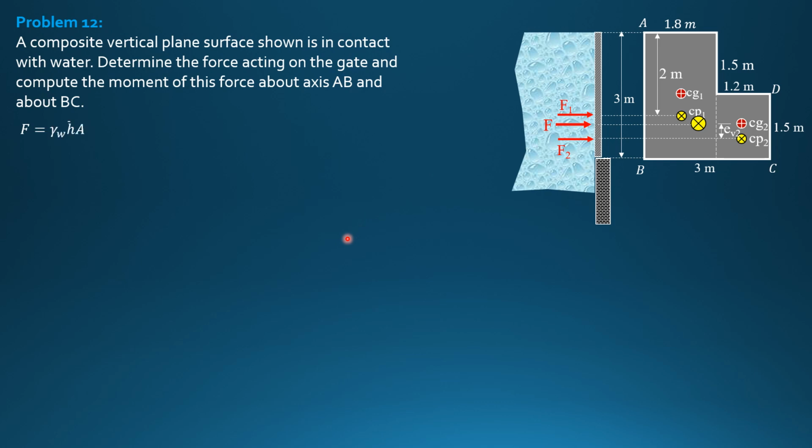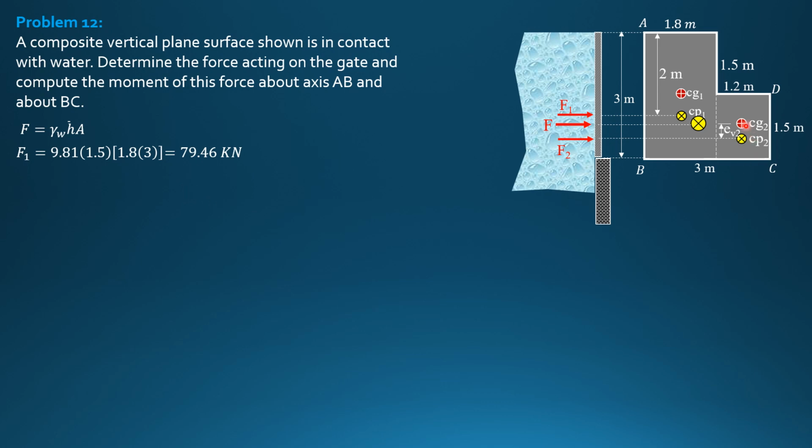So F is gamma bar H area, gamma of water bar H area. So for F1, it is 9.81 times bar H of F1, this is 1/2 of 3, so 1.5. Then the area is 1.8 times 3. So 9.81, 1.5, 1.8 times 3. So F1 is 79.46 kilonewtons.